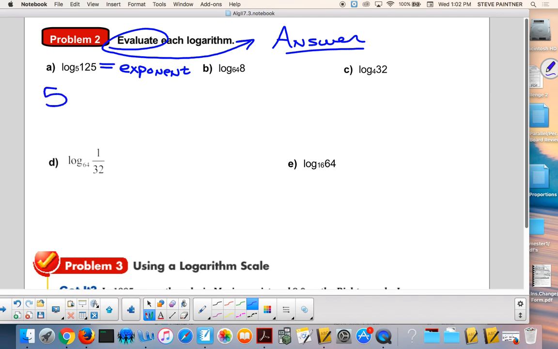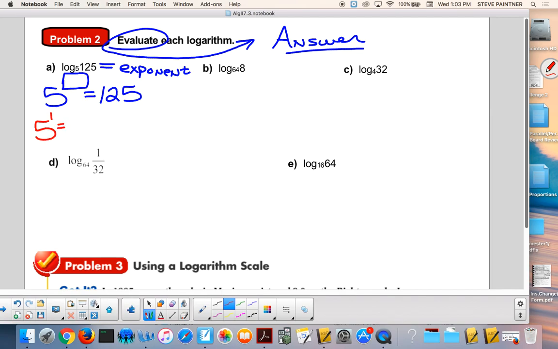Here I go. If I were to work this one out, I'd go like this. 5, the base, raise it to what exponent equals what? 125. I mean, that's the way I would write it or think it, you know? And now I'm supposed to be thinking, what's the answer? Well, you guys know. What is it? 3.